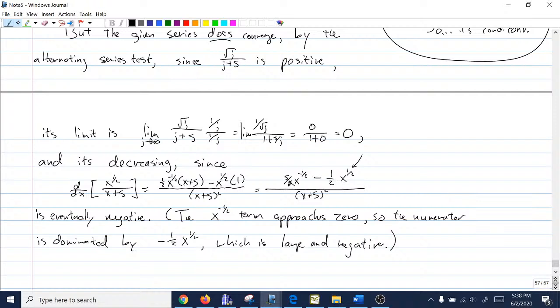Maybe a better thing to do would be to multiply the top and bottom by an x to the 1/2. Is that easier to understand? Then I have a 1 and an x. I think this is fine. We're getting pretty far afield, like using this word dominated feels like a cheat. I should be explaining this a little better.